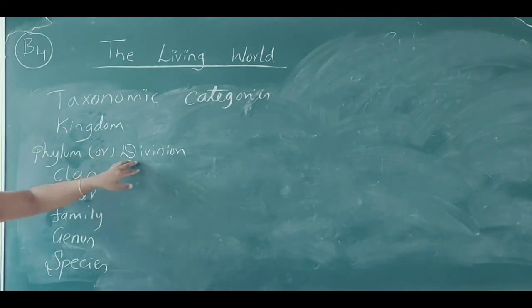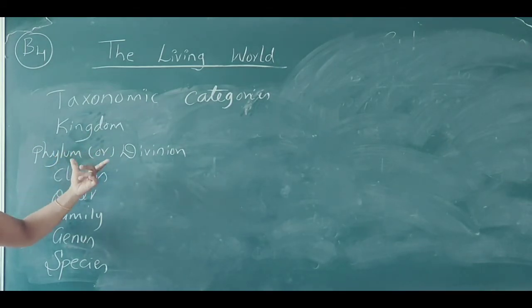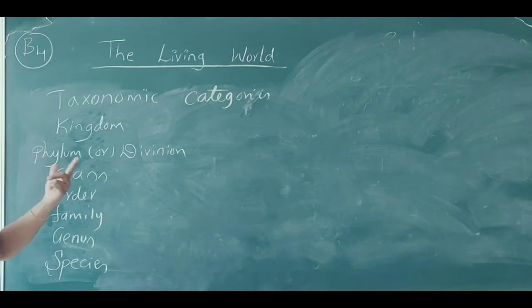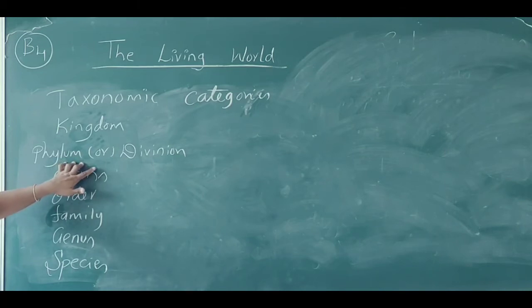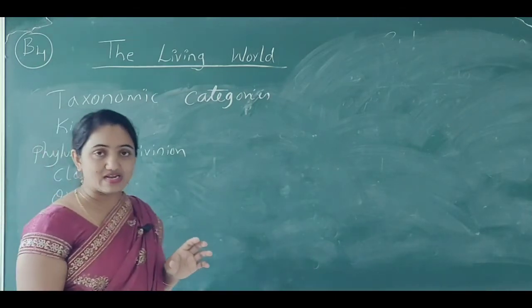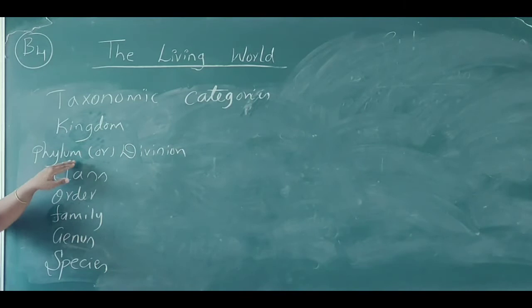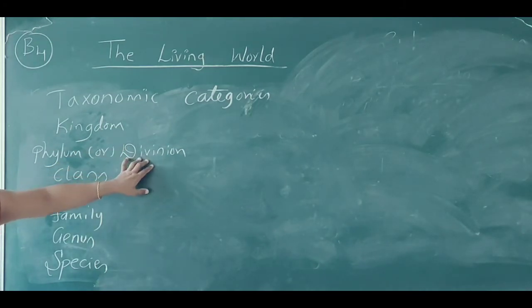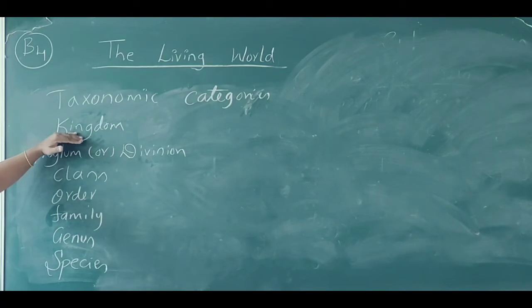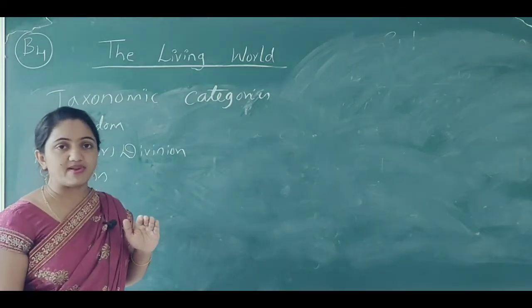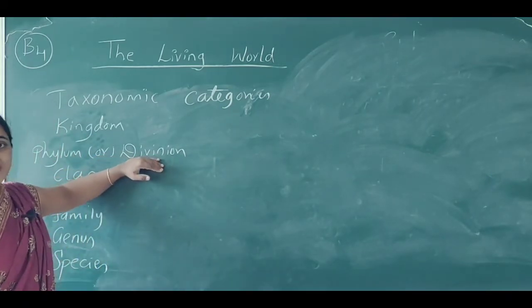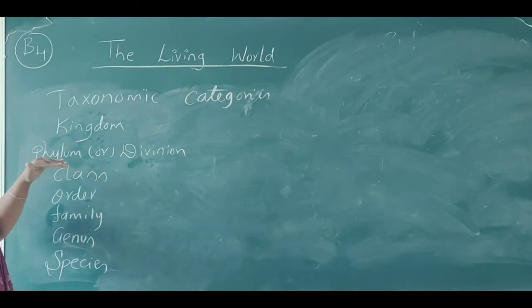So, I have given 2 names here. In the second unit, 2 names have come. Why is it so? Why don't the other units have 2 names? It is simple. If we are classifying an animal, we have to write the phylum, not the division. So, for animals, the systematic position units will be kingdom, phylum, class, order, family, genus, species. If we are classifying a plant, we have to write the division. So, that is the difference between these 2 units.